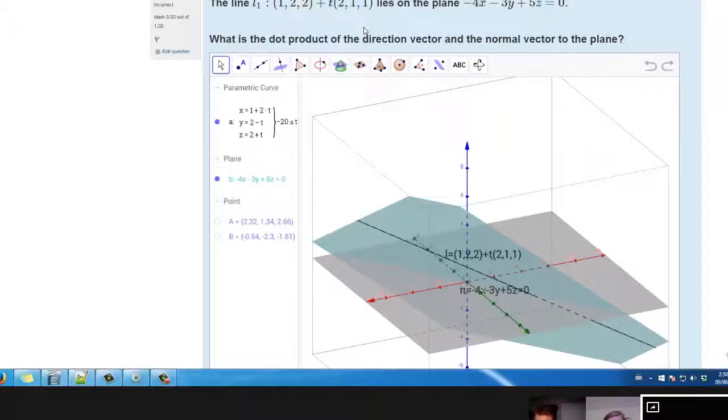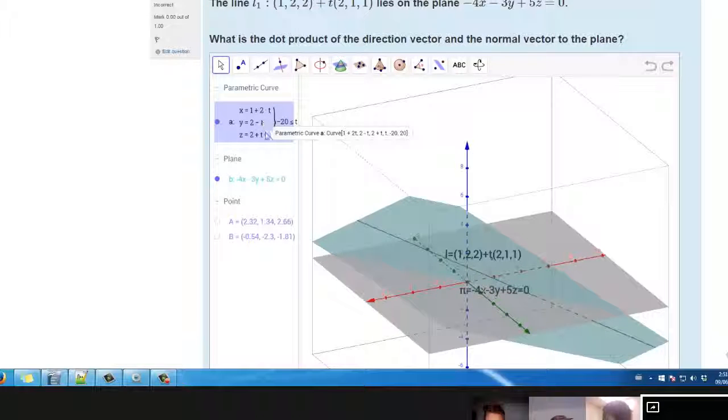So there we go. So I said this line lies on this plane, and what is the dot product of the direction vector of the line and the normal vector of the plane? Or at least that's what I should have said. Now you'll notice that I have 2, 1, 1 as the direction vector here. Well, it turns out that that's not the correct direction vector. The correct direction vector is actually 2, -1, and 1. So you can see in GeoGebra I've had to enter them as parametric equations.